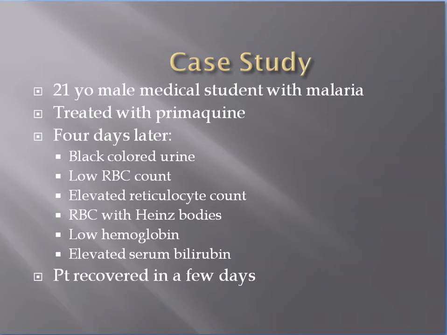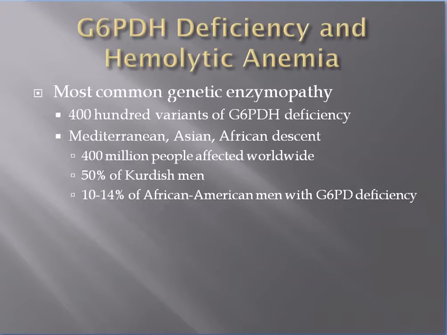Now some cases we can study. A 21-year-old male medical student with malaria was treated with primaquine. Four days later he had black-colored urine, a low RBC count, elevated reticulocyte count, RBCs with Heinz bodies, low hemoglobin, and elevated serum bilirubin, and the PT was recorded in the following days.